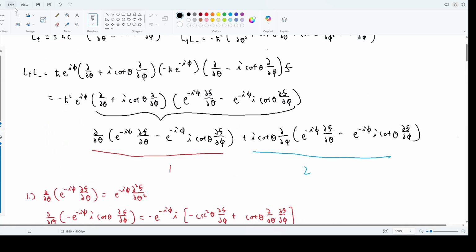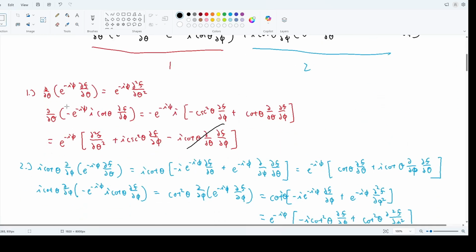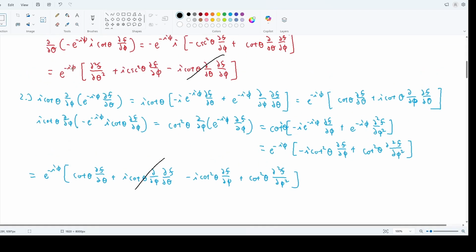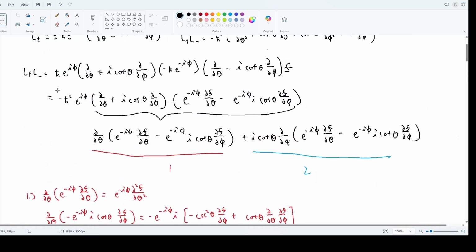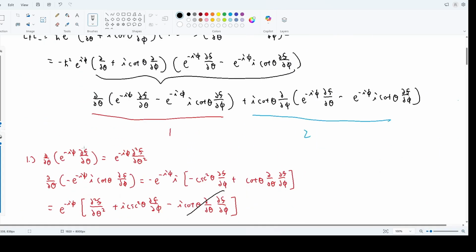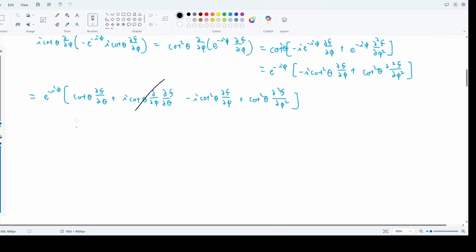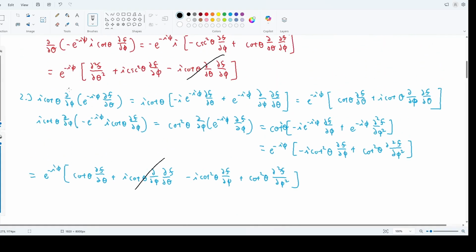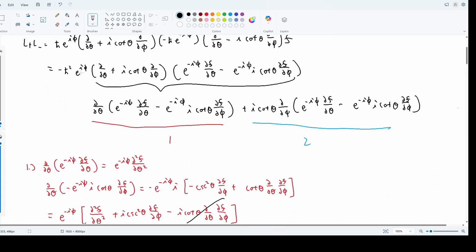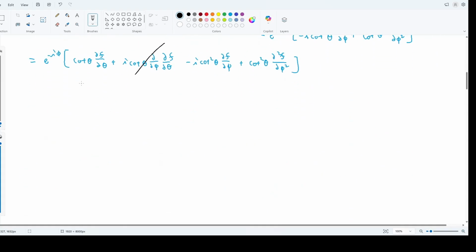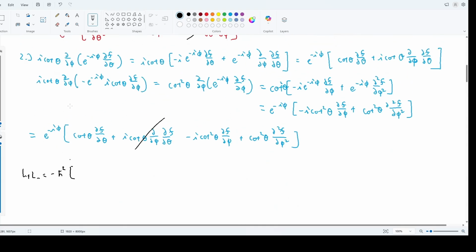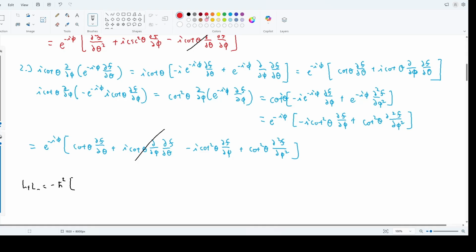Let's write this out in full now, because I think that's all the ones that are easy to cancel. Now I have L plus L minus is equal to negative h bar squared e to the i phi at the front. And then both of these terms pull out an e to the negative i phi. So that's actually going to cancel with e to the positive i phi. So L plus L minus is now reduced to negative h bar squared, and then everything in red added with everything in blue.